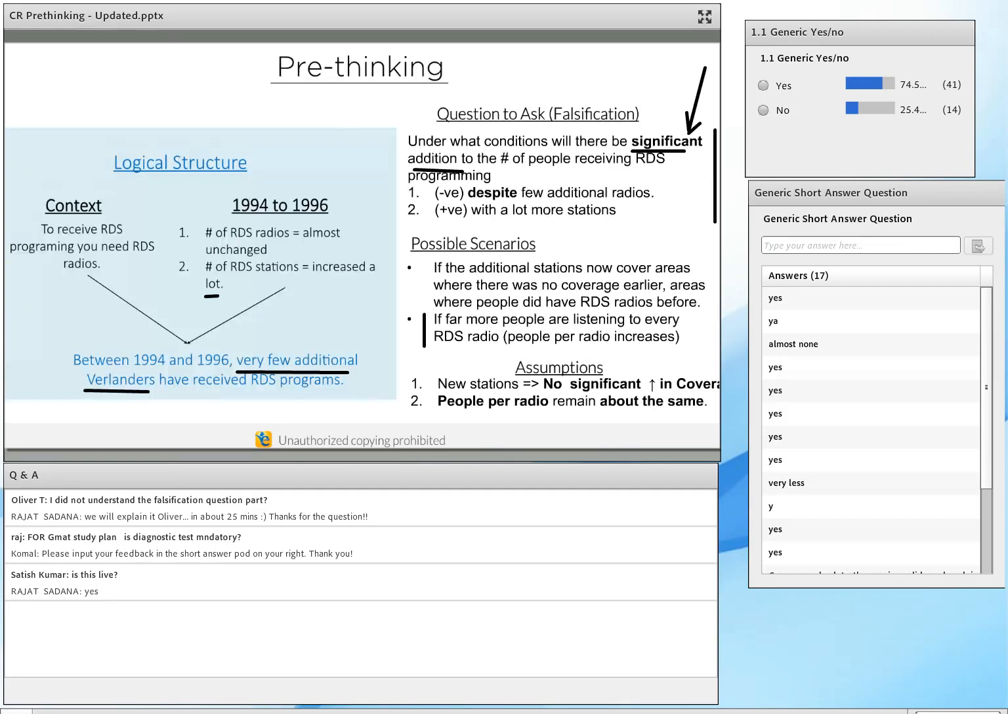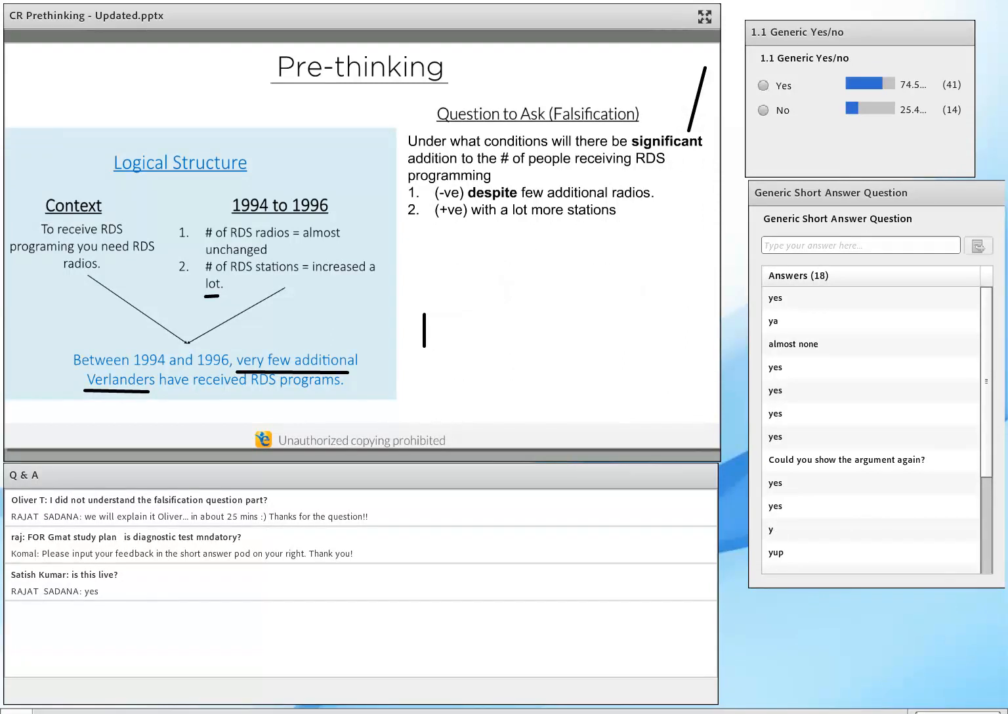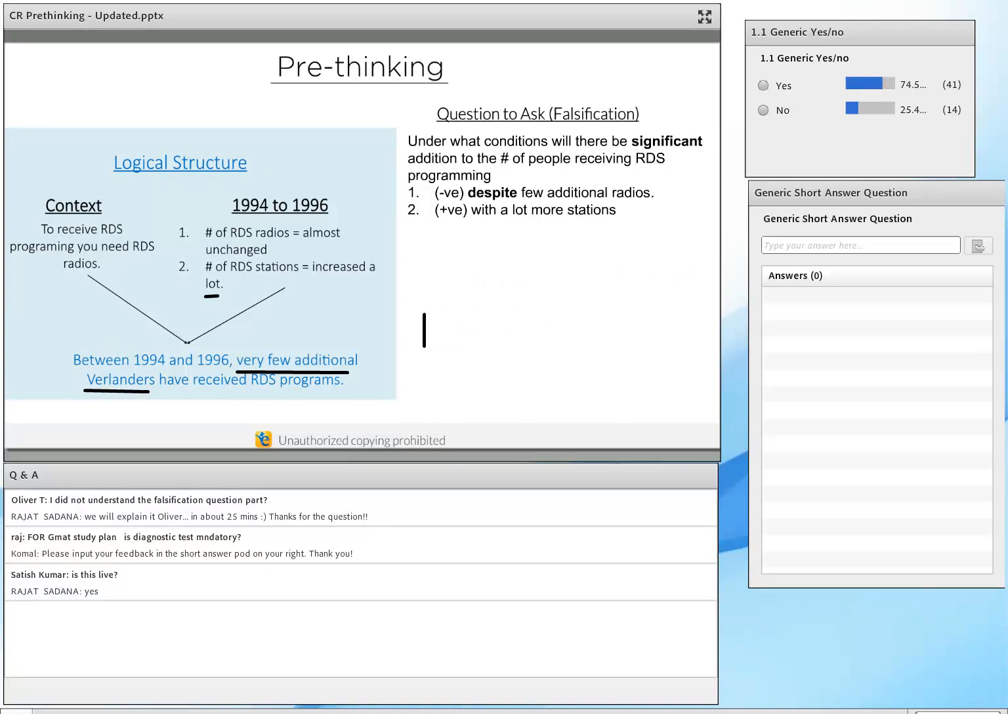So for those of you who are asking, can you go to the logical structure? Yes, here it is. Here is my falsification question. I'm going to clear this out over here. Here is the previous slide. Now I've removed the animations. Let's look at the falsification question once again. Under what conditions will there be a significant addition to the number of people receiving RDS programming, given that there are a lot more stations and despite very few additional radios?